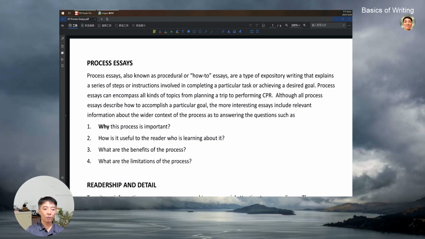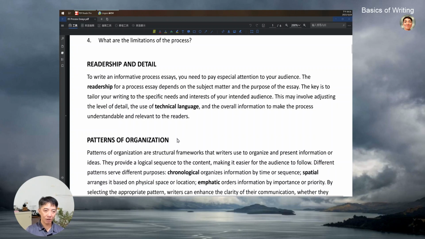So the next thing about writing a process essay is to focus on the language. This is related to readership, and readership brings out the topic of details and the language that you use. To write an informative process essay, you need to pay special attention to your audience. If you are talking to kindergarten students, you should make it simple, right? The vocabulary and the explanation should be as simple as possible.